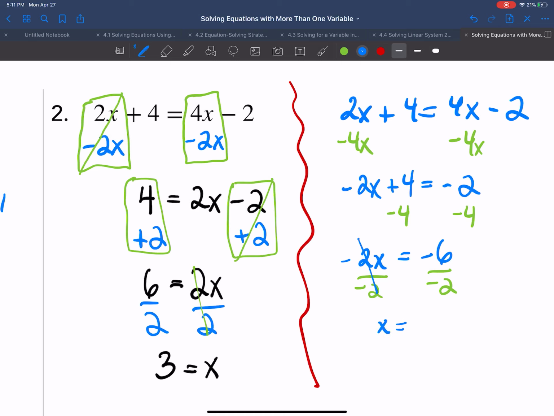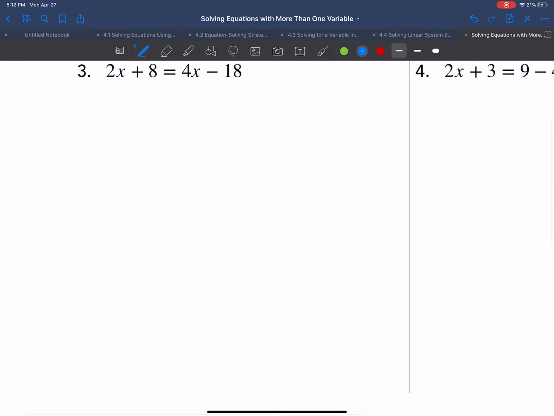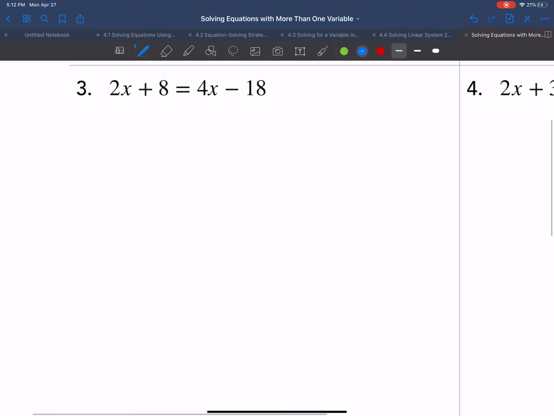I'm left with x is equal to 3. The same answer. So it doesn't matter which side you choose to move your variables, you'll still get the same answer as long as you do it correctly. So a couple more examples. Let's do number 3. Okay, again, doesn't matter which side you choose.